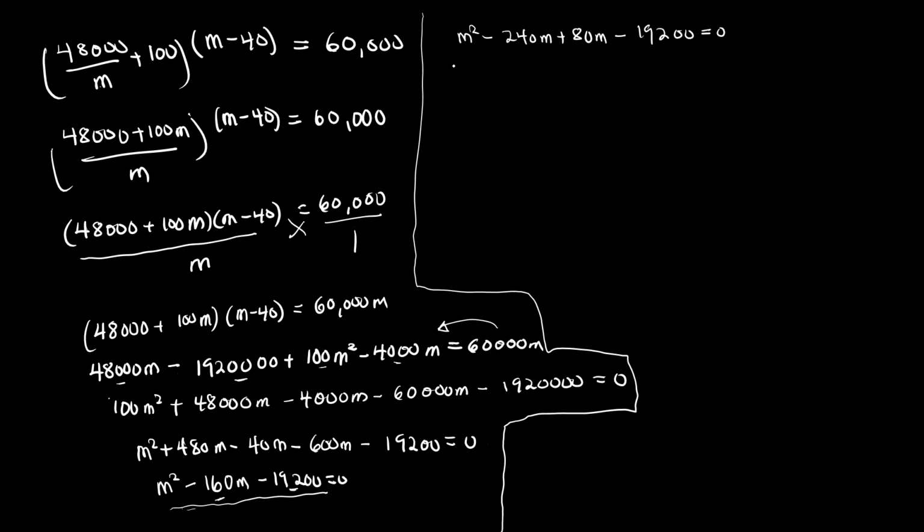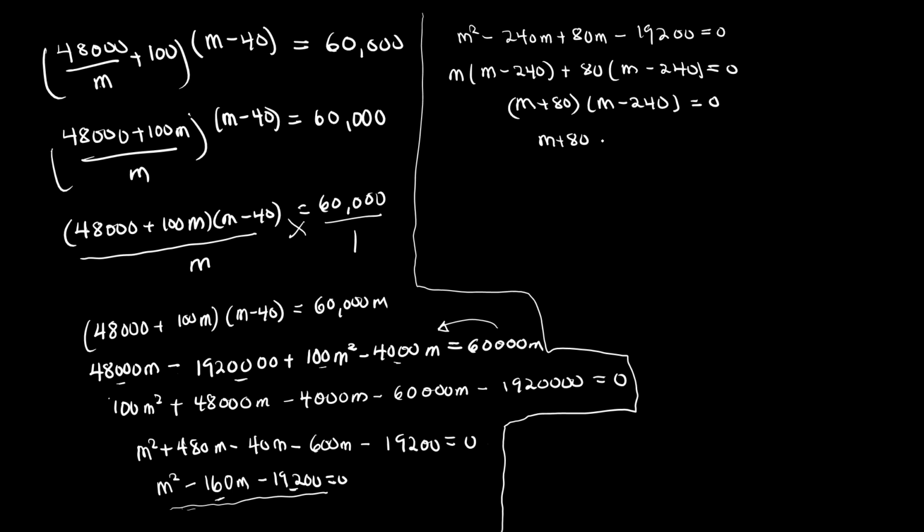So from here I can bring m out, that will be m minus 240, and then here will be plus 80, so we have m plus 80 and then m minus 240, equal to 0. The first one is m plus 80; let's equate that to 0, so m is equal to negative 80. Our second one is m minus 240 is equal to 0, so m is equal to 240.